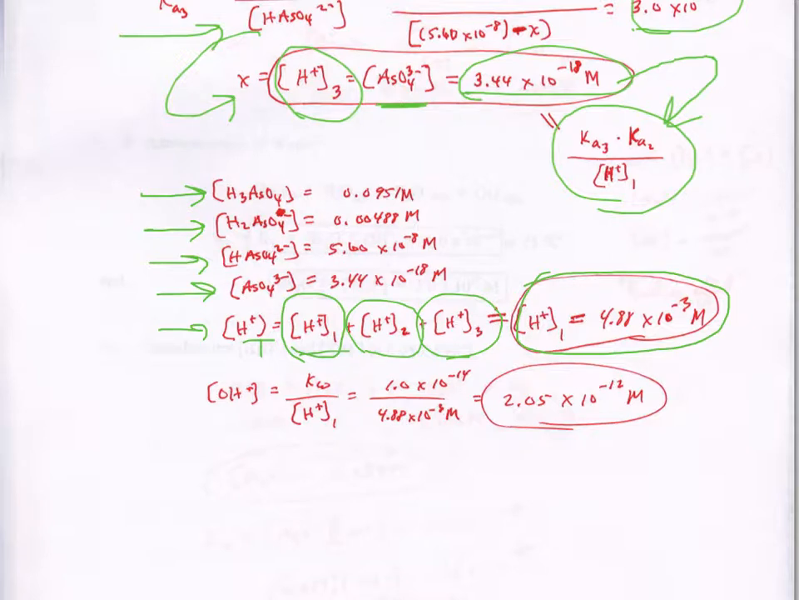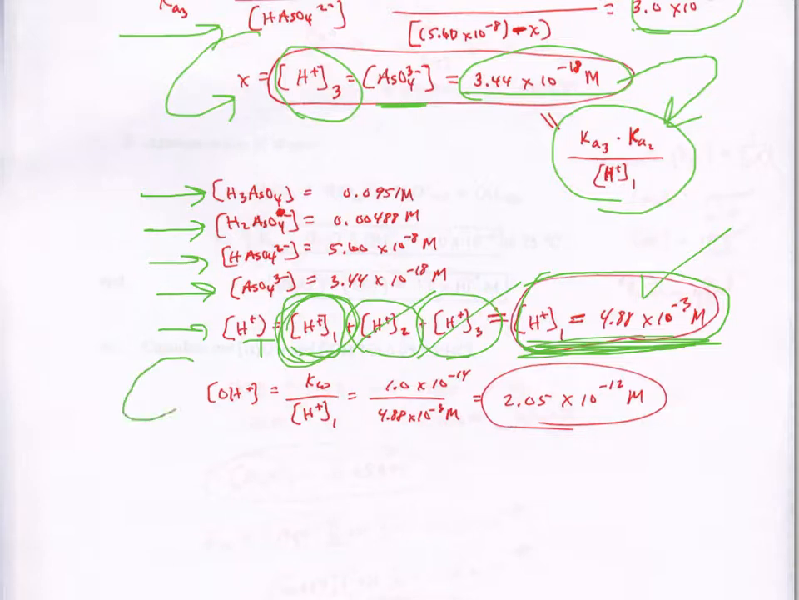my K2 and K3 were sufficiently greater than 1,000 times less than the K1. The hydrogen ion concentration that I got in the first blasted equilibrium is really the only thing that matters. The H2 and the H3, those numbers were so much smaller in comparison to H plus from the first equilibrium that that's truly just what the equilibrium concentration is.